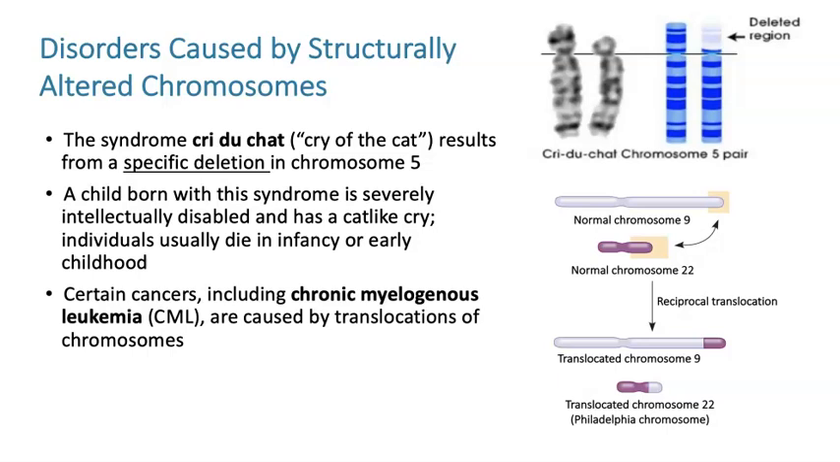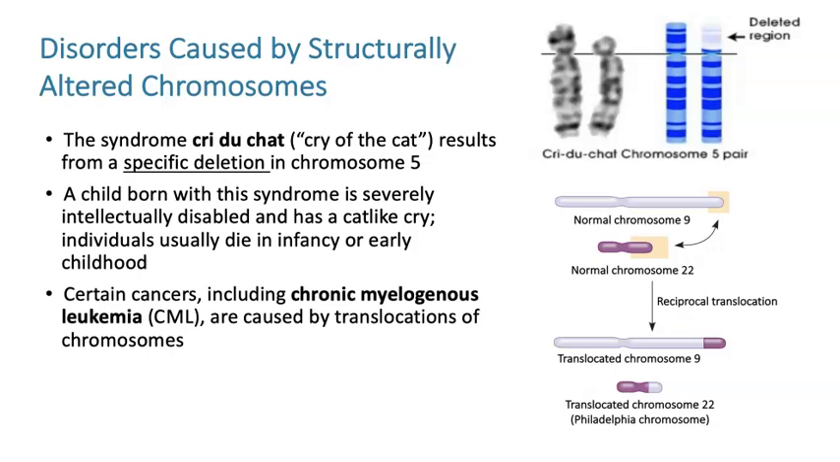So cri du chat results from a deletion, a very specific deletion off the end of chromosome 5. And a child born with the syndrome is severely intellectually disabled, has that cat-like cry that I was talking about, and they tend to die in infancy or early childhood. So having that deletion is a very, very harmful thing.